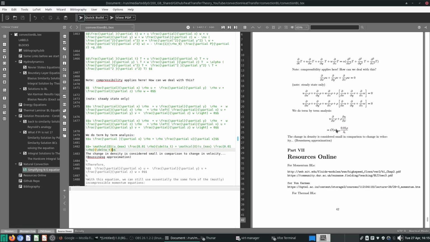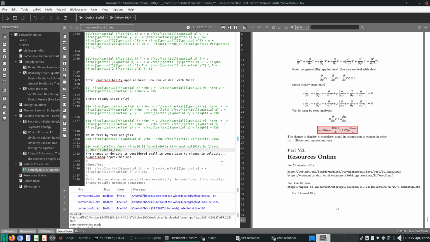Plus, okay, so second term, how do we do it? Rho will scale as rho, there's no 0.01 anymore. Rho will scale as rho. So let me just put the density in front. U max, delta U del U del X will scale as delta U delta X. So this is how we do the scaling.